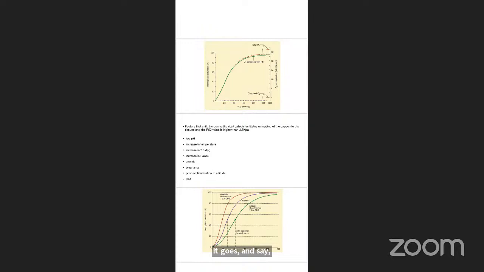Now there are factors which influence the oxygen dissociation curve. One set shifts the curve to the right, and one set shifts it to the left. The factors which shift the oxygen dissociation curve to the right are acidosis, that is low pH, hyperthermia, that is increase in temperature, increase in 2,3-DPG, which is a phosphate byproduct, as you all know, increase in PaCO2 or hypercarbia, anemia, pregnancy, and post-acclimatization to altitude.